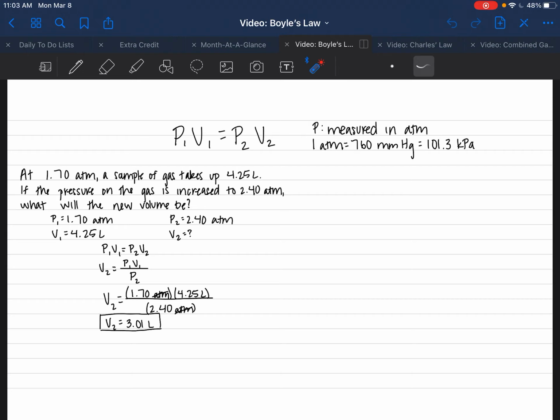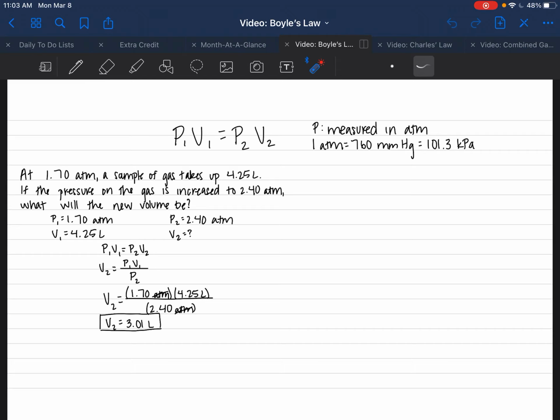We should notice that we are increasing our pressure from 1.70 to 2.4. So that tells us that our volume should be going down. So as pressure increases, volume should decrease. And we can confirm that when we look at our final answer. I have our equation right here that we just gave you. P1 times V1 is equal to P2 times V2.